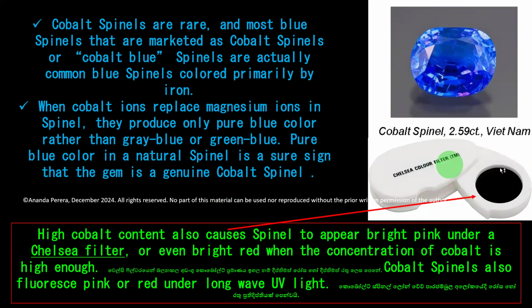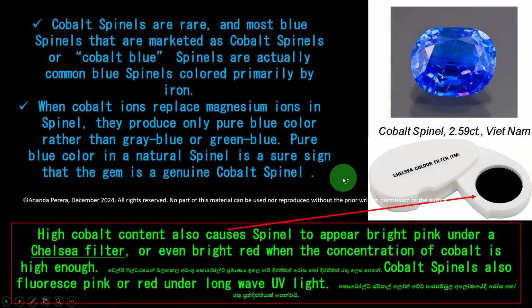When we look under this Chelsea filter, cobalt spinels give a pink color. High cobalt content is the reason. Sometimes it is bright red, pink or bright red, when the concentration of cobalt is high enough. If the concentration of cobalt is high, it gives red color. If it is low, it gives pink color. Cobalt spinel is also fluorescent pink or red under long wave UV light.